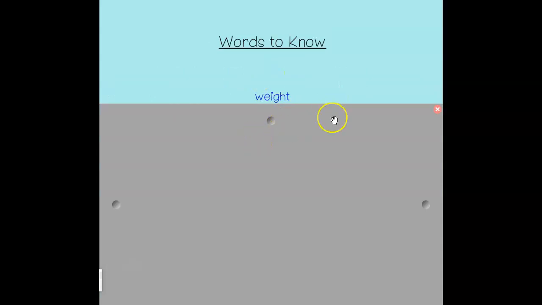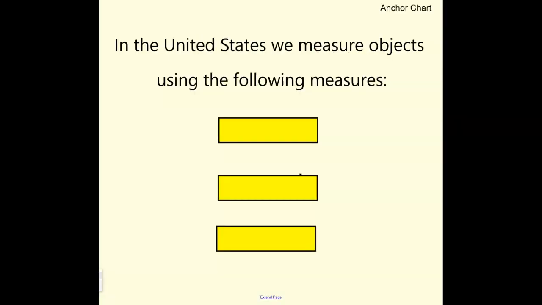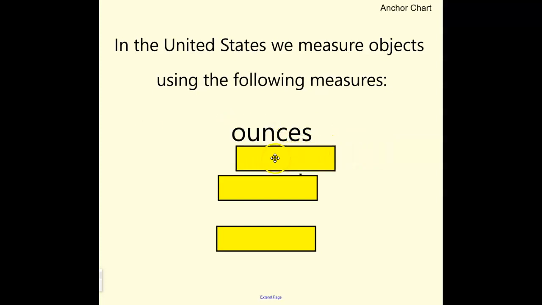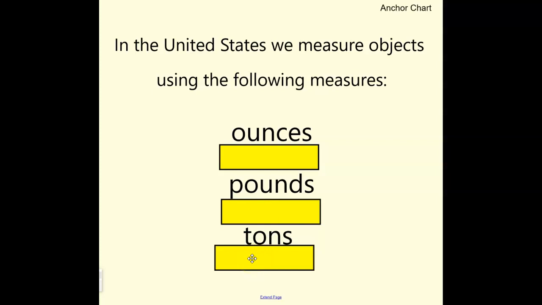Our vocabulary word to know for today's lesson is just weight. And weight is the measurement of how heavy something is. All right, here's a little anchor chart. So in the United States, we measure objects by weight differently than other places in the world. The United States measures objects in the following ways. We use ounces, pounds, and tons.